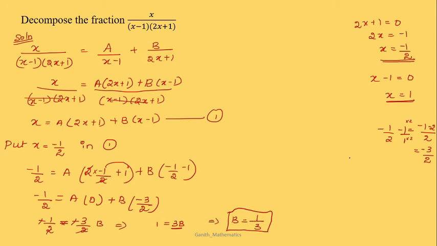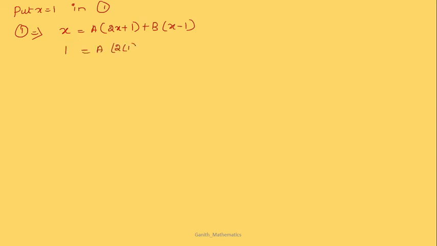Next we are going to substitute x is equal to 1 in equation 1. So put x is equal to 1 in equation 1. So for that I just write my equation 1. My equation 1 is x is equal to a into 2x plus 1 plus b into x minus 1. So replace x with 1. So this will be 1 is equal to a into 2 into 1 plus 1 plus b into 1 minus 1. So 1 minus 1 is 0, 0 into anything will be 0.